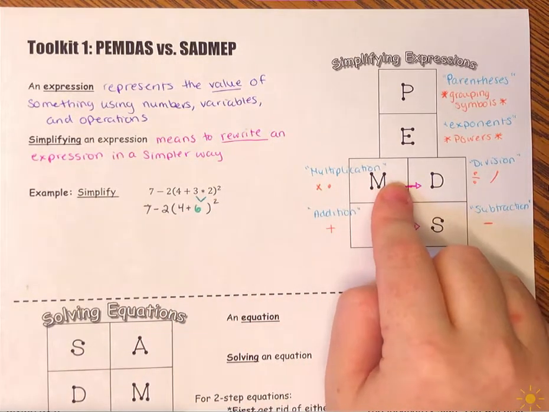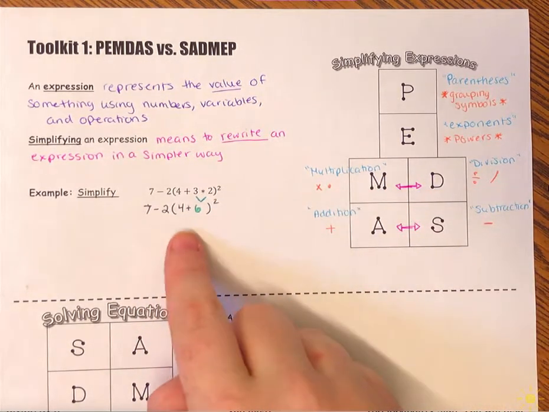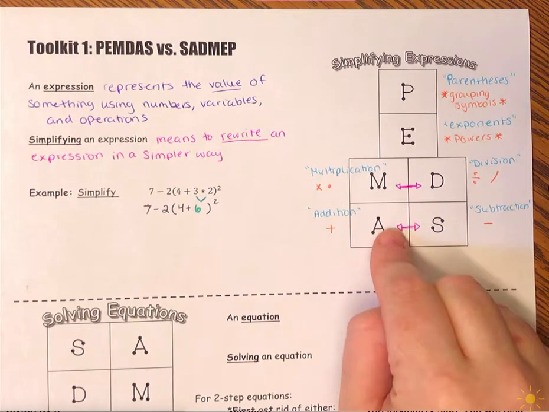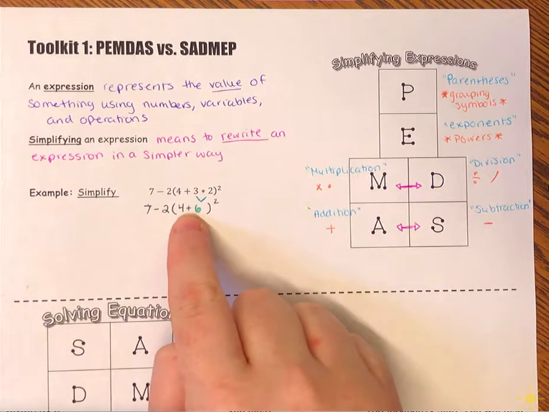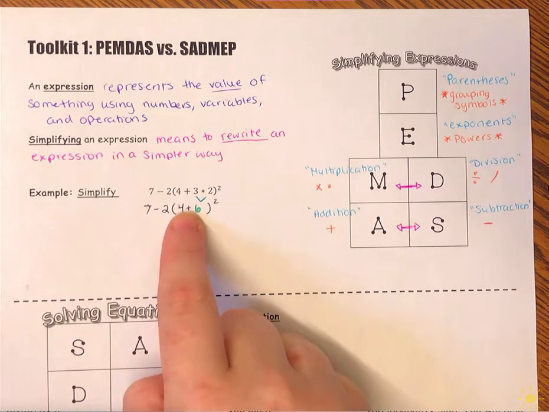Then we look for inside the parentheses, do we have any division? We do not. Do we have any addition or subtraction? Inside of here we have 4 plus 6. So we know that we have to finish out the parenthesis part.